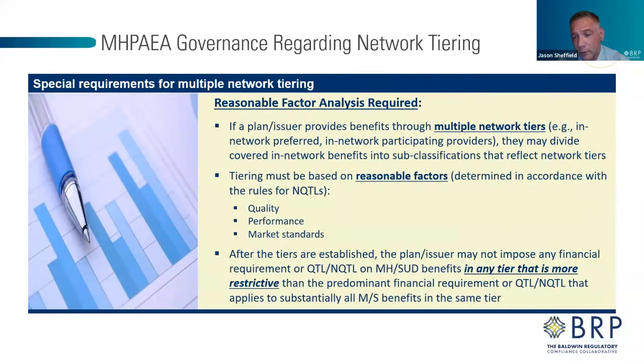So after the tiers are established, the plan cannot impose additional financial requirements on QTLs or MQTLs respecting mental health and substance use disorder benefits across all tiers if any tier is more restrictive than the financial requirement for QTLs or MQTLs for medical surgical. So here, at the end of the day, all we're doing is going through a funnel exercise to say, okay, you're going to have a reasonable factor here. When you've got multiple network tiering, you can assess quality, performance, and market standards as reasonable factors in assessing, assigning, and setting up your limitations. But at the end of the day, remember, it all has to come down to whether it's more restrictive in any tier than it would be with respect to your medical surgical benefits.